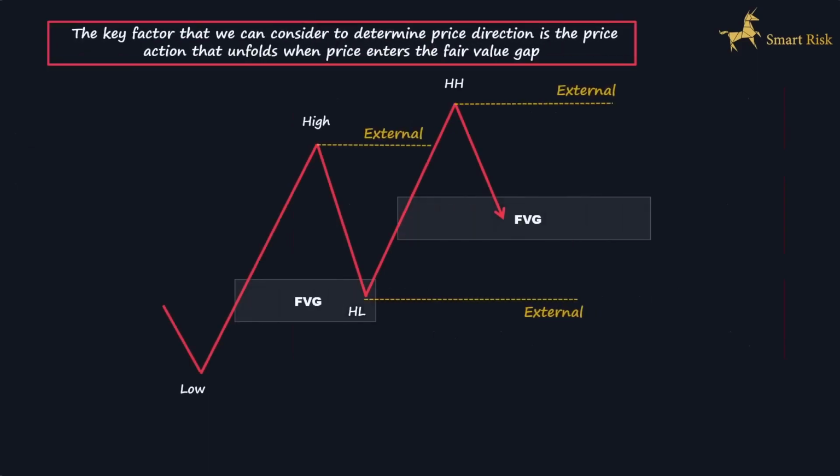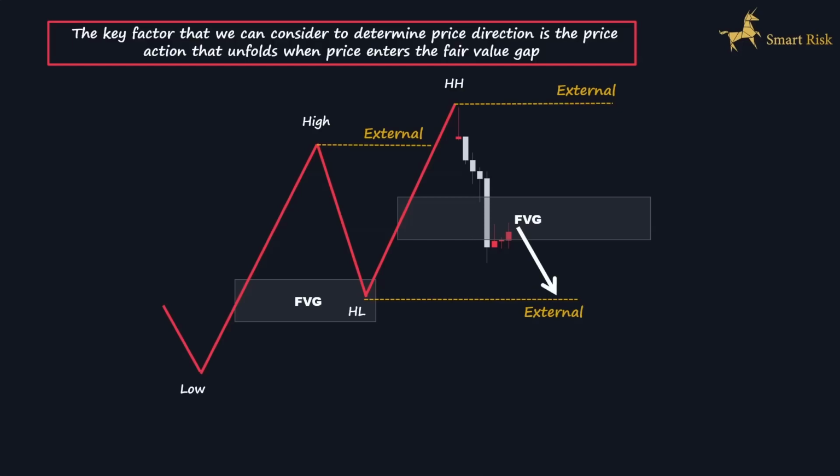The key factor that we can consider to determine price direction is the price action that unfolds when price enters the fair value gap. If the price respects the fair value gap and shows a rejection towards the upside, it suggests that the price will likely aim to move upward to reach the most recent buy-side liquidity, which is accumulated above the recent high. Conversely, if the price does not show a reaction upon reaching the fair value gaps, it indicates that the price is more likely to move downward to target the sell-side liquidity accumulated below the recent low.